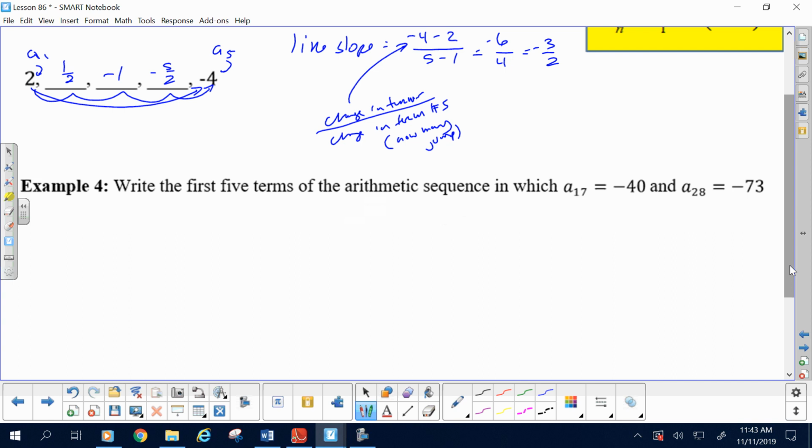Lots of different types of problems. You'll get a mixture, and if you understand the big idea, you just have to be careful. Right? The first 5 terms of a sequence where they give me the 17th term is -40, and the 28th term is -73. Phew, that's a mess. All right, let's start by finding the common difference based on what's given.